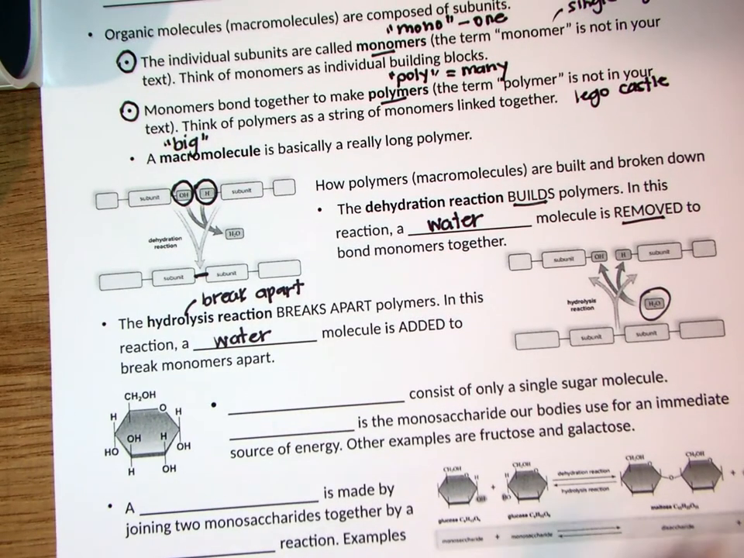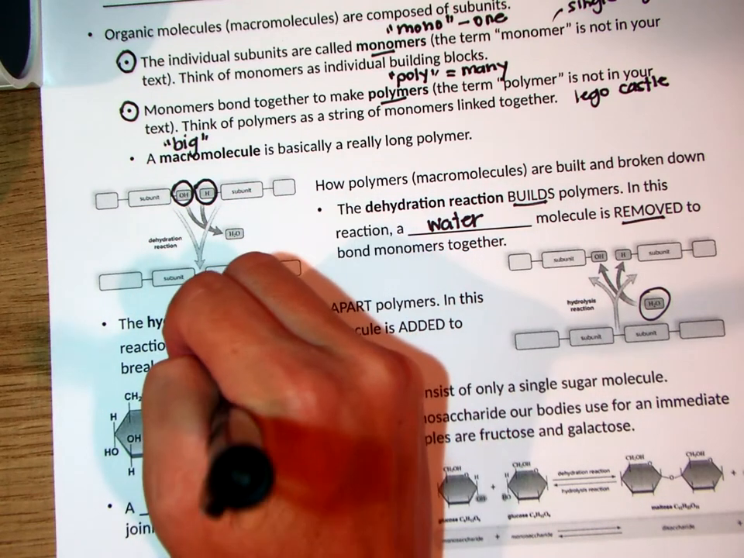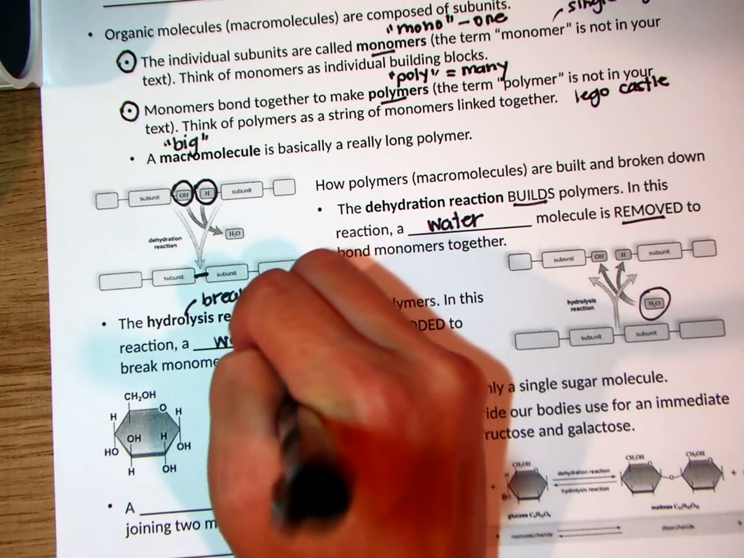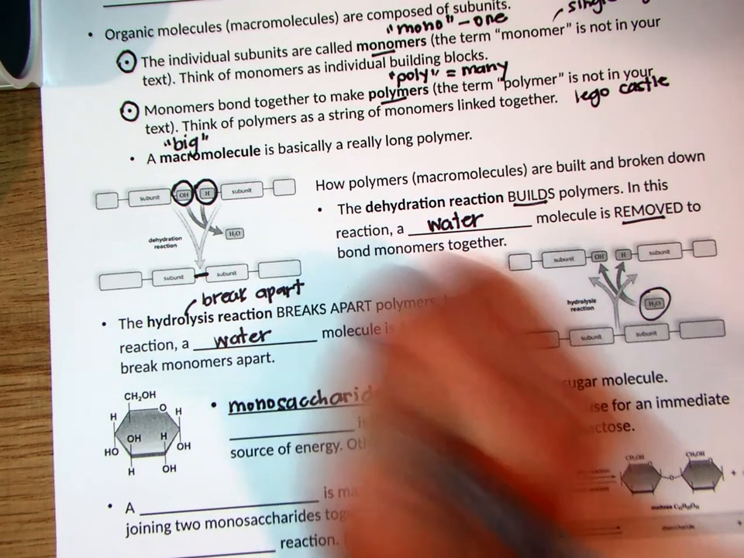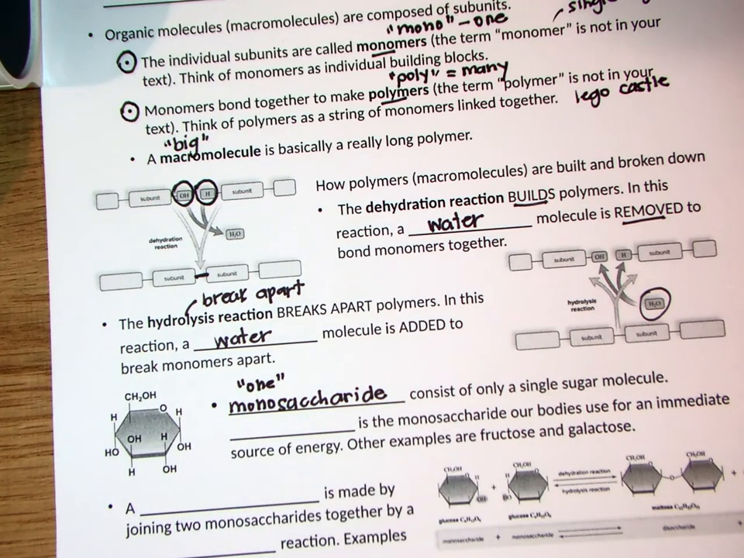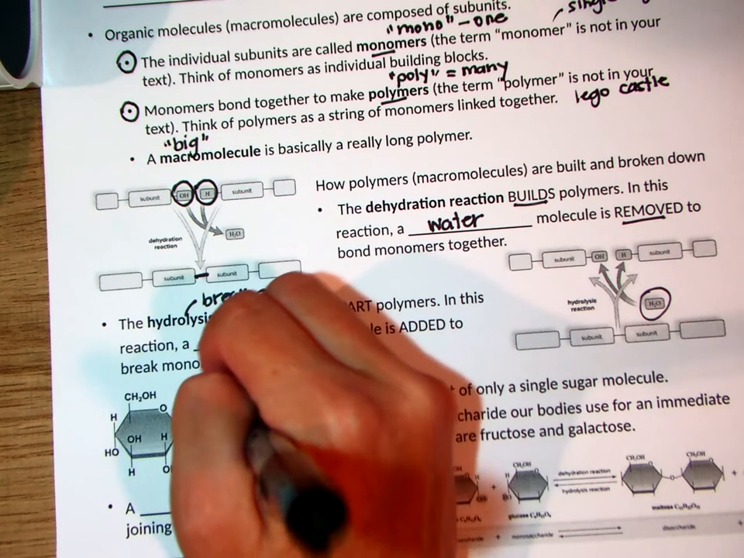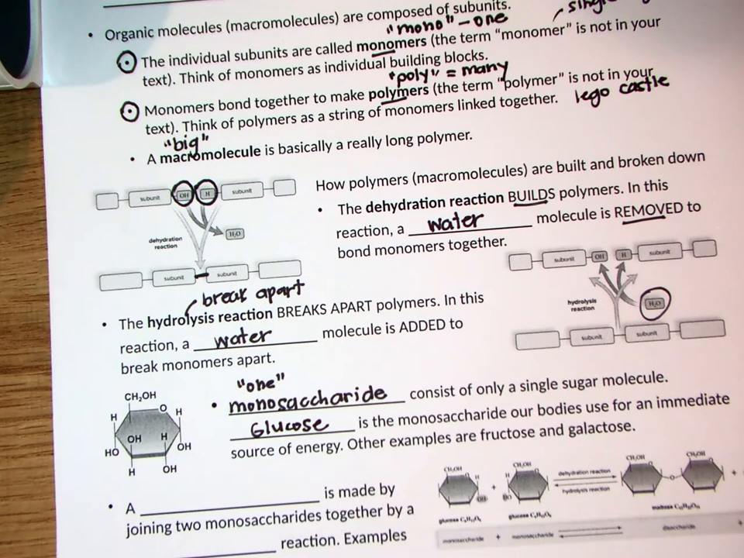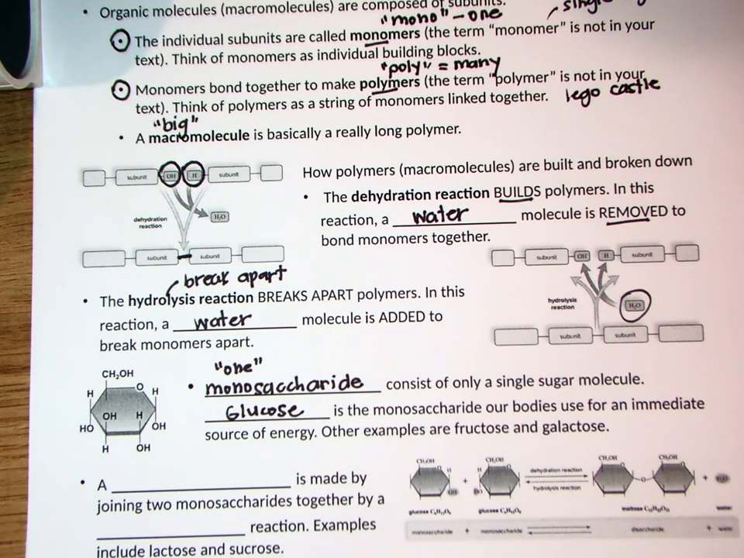And here we should have the word monosaccharide. Mono, again, meaning one. And this is something that consists of only a single sugar molecule. So here we have an example of a monosaccharide. This is glucose that you see here. And it's the monosaccharide that our bodies use for an immediate source of energy. Alright, so it's all broken down to the smallest unit it can be, and so it's just a fast, immediate source of energy. And underline immediate. And a couple other examples are fructose and galactose.